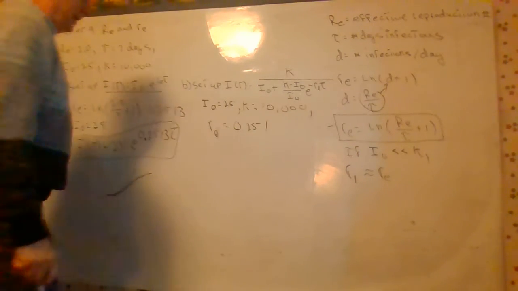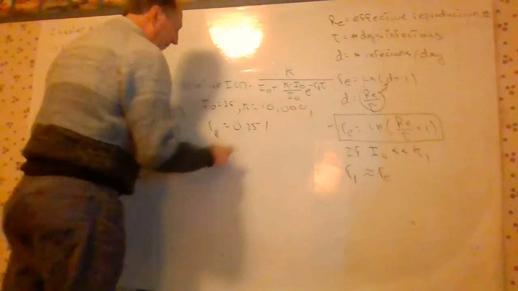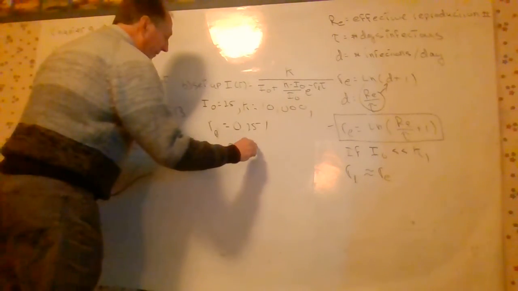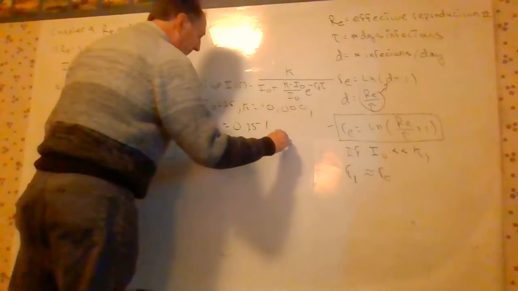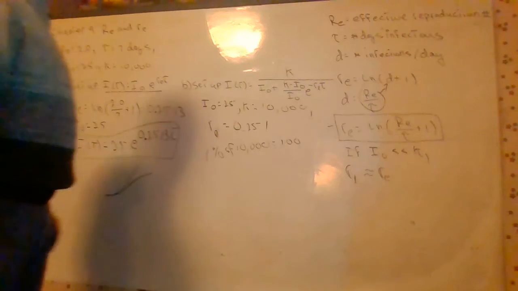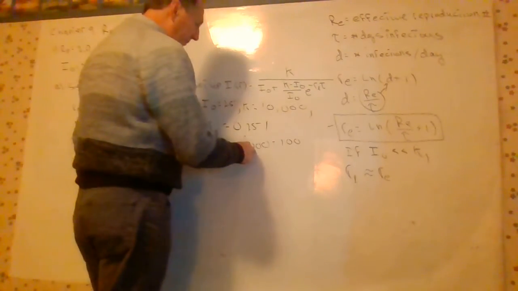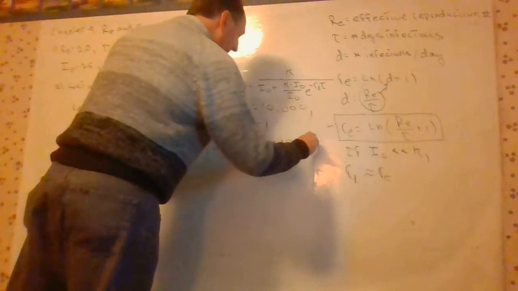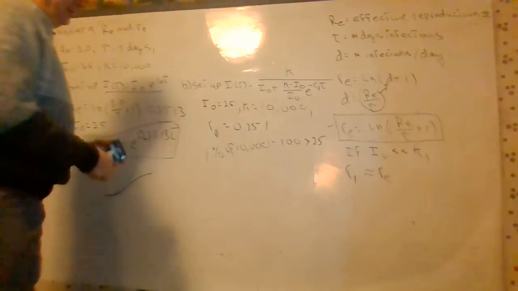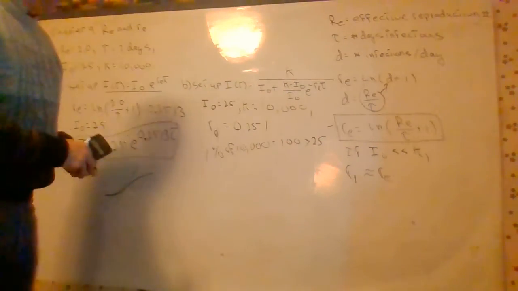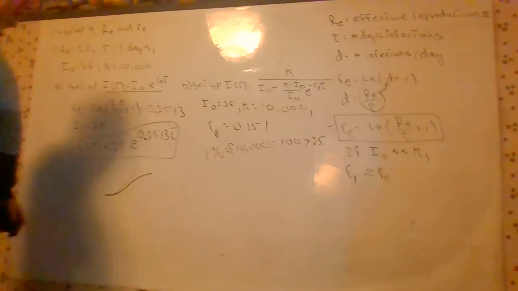Now, if you just want to do a check, what's 1% of 10,000? It's 100. Just move the decimal over 2 places, and 100 is definitely greater than 25. So this is less than 1% of that, so we're able to make that assessment here.